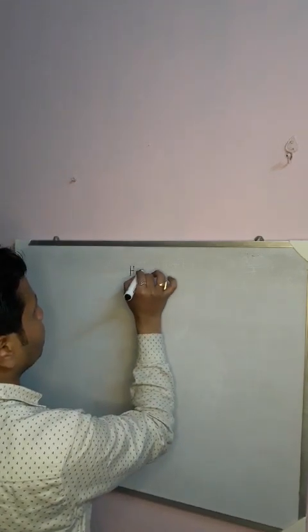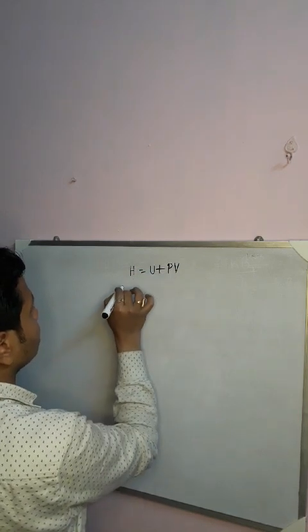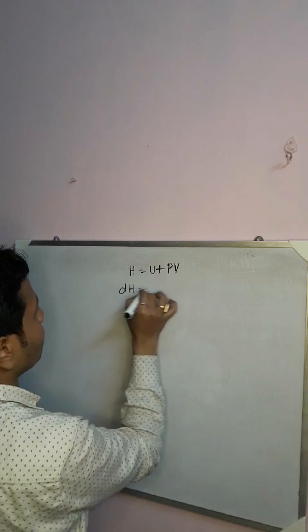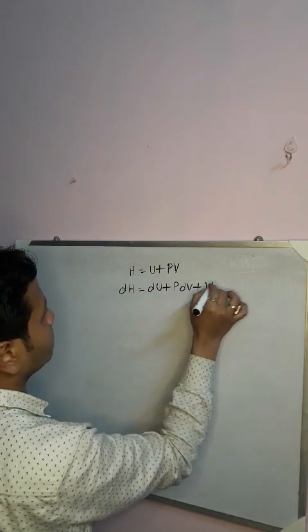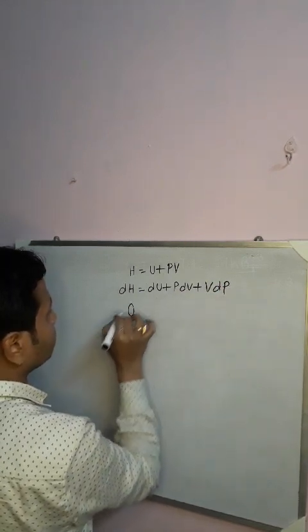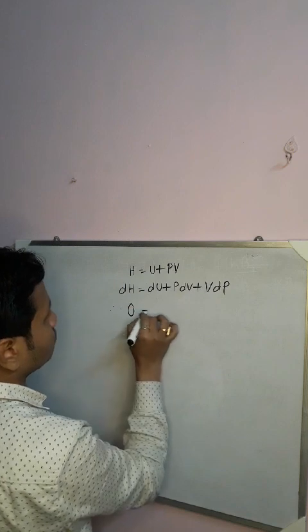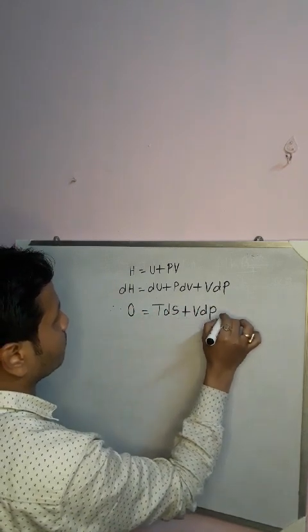We can write enthalpy H equals U plus PV. So what will be dH? Simply dU plus PdV plus VdP. Since the JT process is isoenthalpic, this is 0. So this can be written as TdS plus VdP.